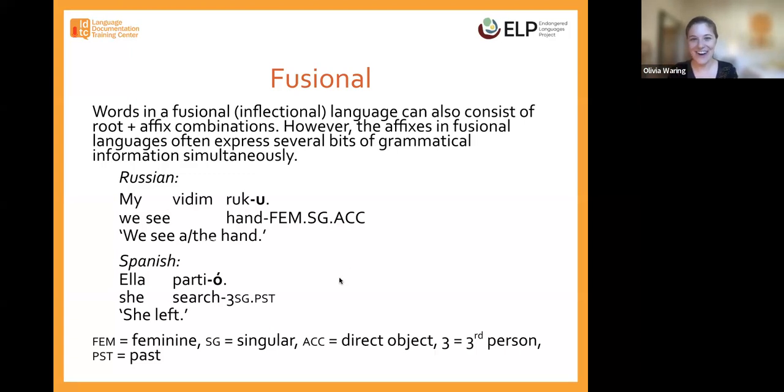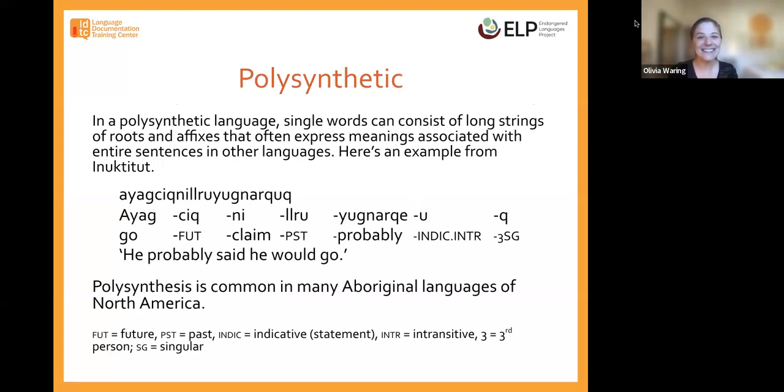And finally, the hardest of all, in many people's opinions, polysynthetic languages, in which single words consist of long strings of roots and affixes, and these are often translated into entire sentences in another language. Very common in the indigenous languages of North America. So we have Inuktitut here. And notice that this one single word is being broken down here into many morphemes, which indicate things like futurity, or past. Something is indicative, meaning it's a statement. A verb is intransitive. It's the third person singular person doing something. So all of these morphemes just basically get smushed together into one long word. And there's some sort of overlap in terms of what the affixes mean and how they relate to grammatical function. So these are very complicated, very fun to tease apart though, and to try to figure out what each morpheme is conveying.